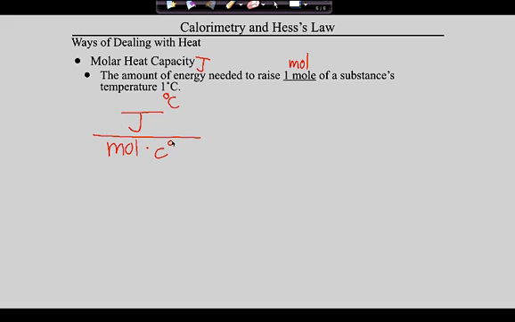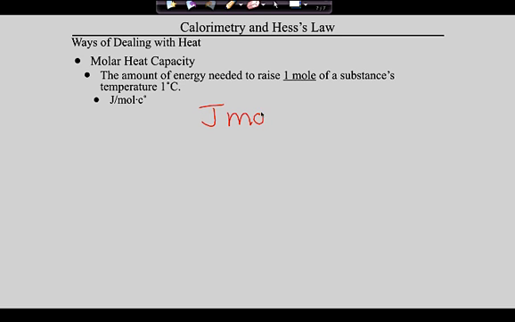So guys, the units for molar heat capacity, which are contained right in the definition, is the amount of energy in joules per mole Celsius degree. So guys, those are the units for molar heat capacity. They are joules per mole Celsius degree. You'll also see that written like this. Did we already talk about this? That the -1 pushes it into the denominator?